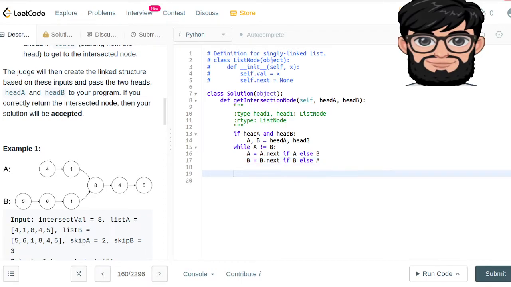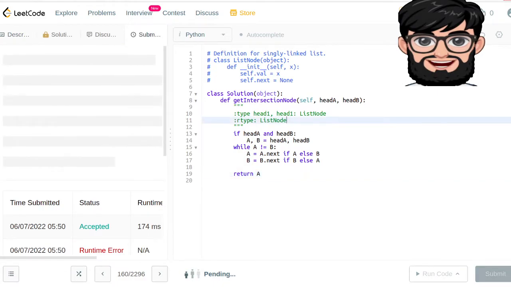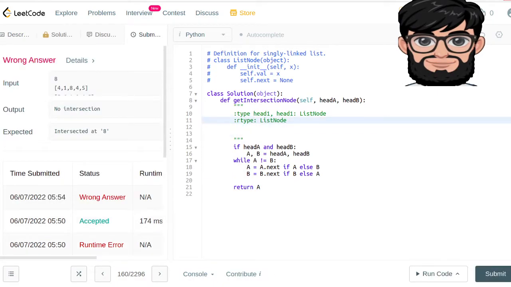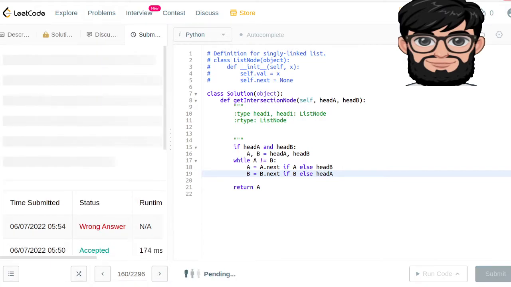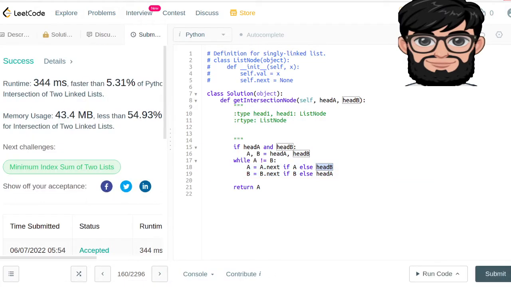So that is it. Again, in linear time it will intersect. So this is going to work, but let's just see how it works over here. I'm sorry, it becomes equal to head B, not A, sorry, because we have to start from the beginning. Yep, and it did work.